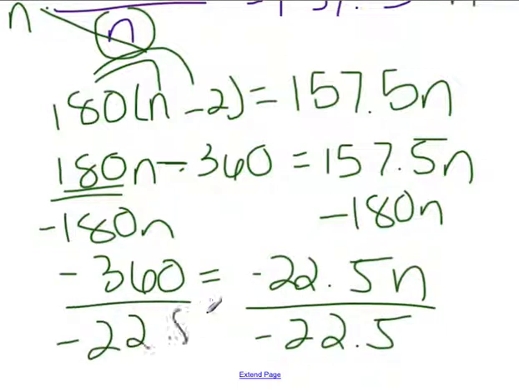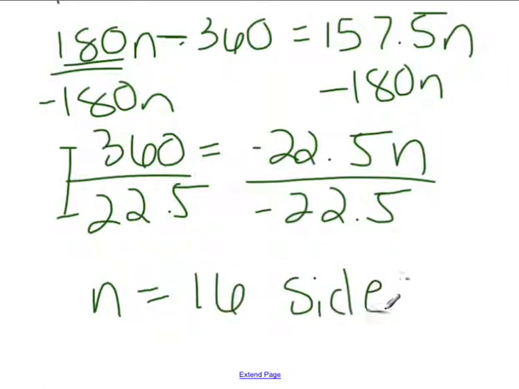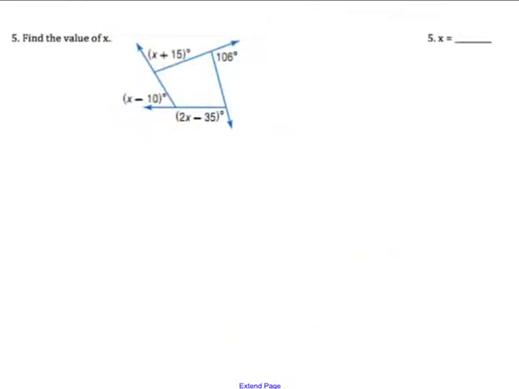And I'm glad they're both negative because that means they'll cancel to a positive, because we don't want to have a negative amount of sides. That means we've done something wrong. So when you do that, you end up getting 16 sides. So there's 16 sides of an angle that has an interior angle measure of 157.5 degrees. Taking a look at number 5, it says find the value of x.